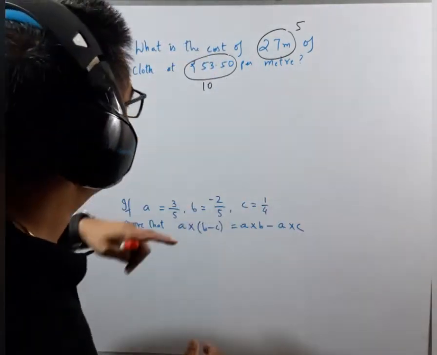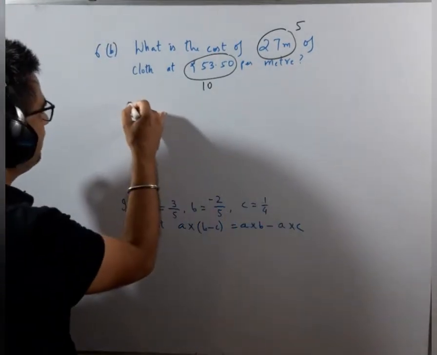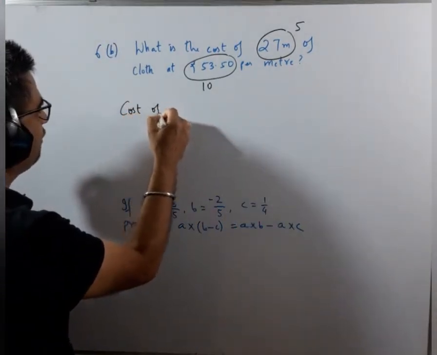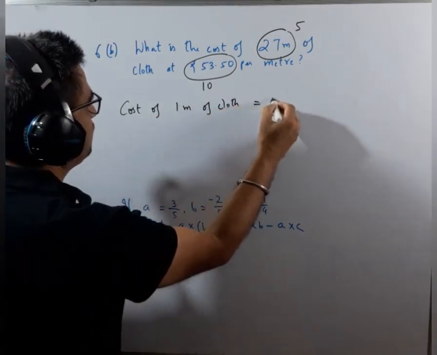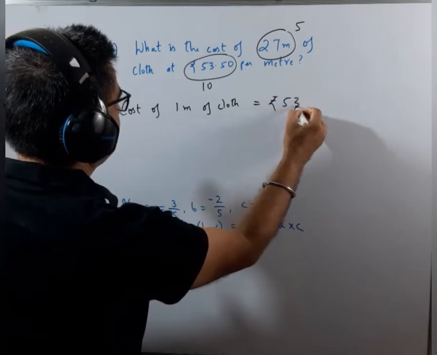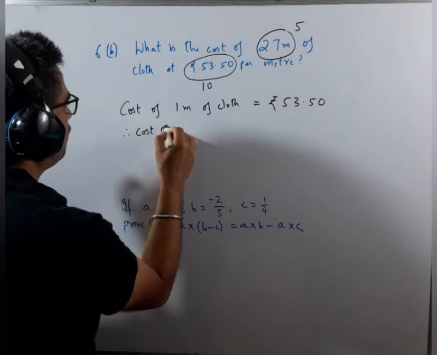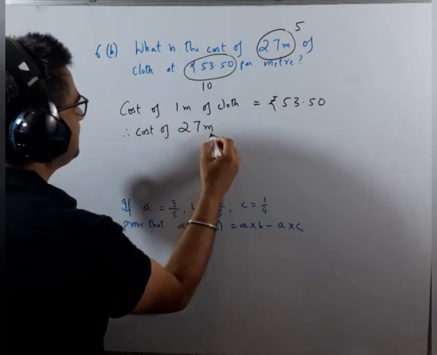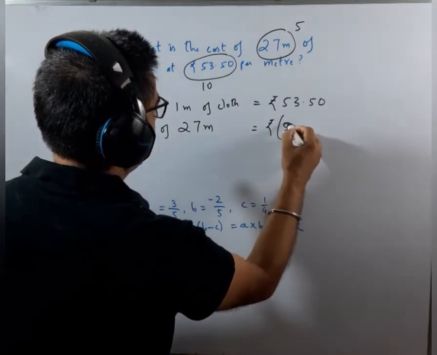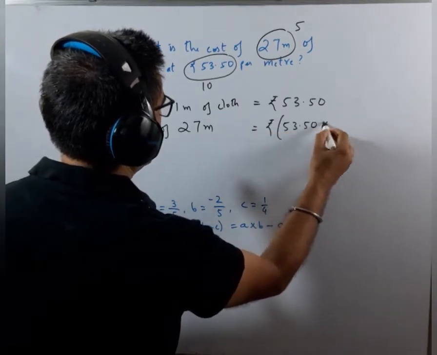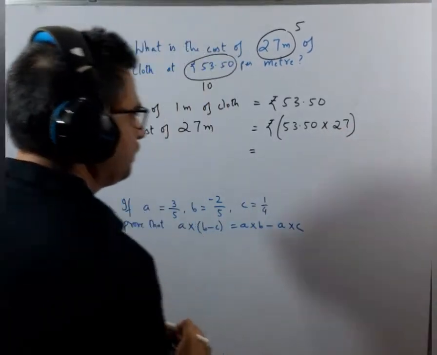So what is given? What is the cost? We have got to find the cost of 27 meters. And what is given? So this is how you solve. Cost of 1 meter of cloth is equal to rupees 53.50. Therefore, cost of 27 meters is equal to rupees 53.50 into 27, and that will be the answer.